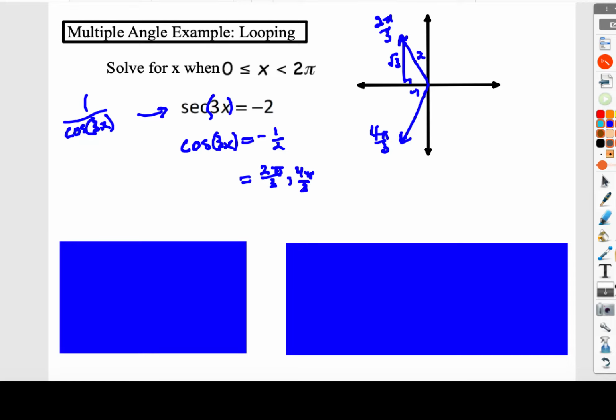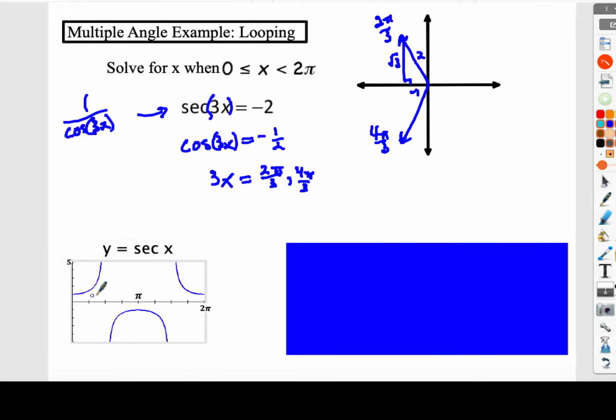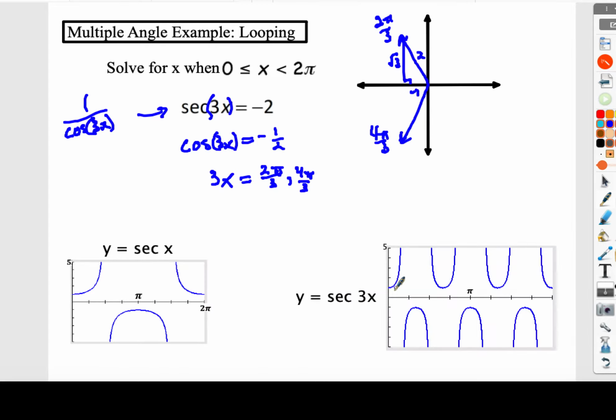However, remember, that's just the answers to the cosine of an angle equals negative 1/2. We're still equal to 3x right now. And if you remember on a graph, if we graph the secant of x, 2 pi is the period of the secant, right? But if we take the secant of 3x, remember multiplying by 3 is actually going to shrink the period by 1/3. So the secant of 3x is actually going to happen 3 times over before we ever reach 2 pi.